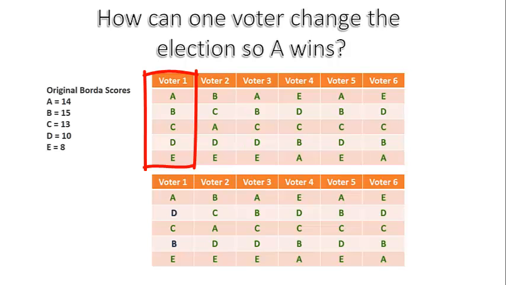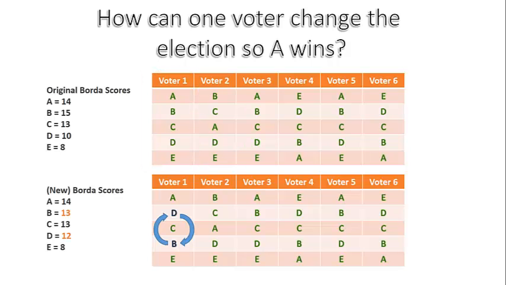Suppose they decide to make a switch in their preference list, and they just switch the order of how they had candidates B and D. Now if we redo the election with our new Borda scores, we see that sure enough, they would be able to get their top choice candidate A to win.